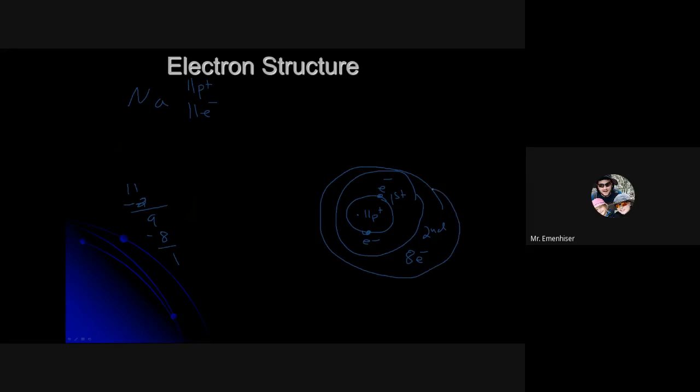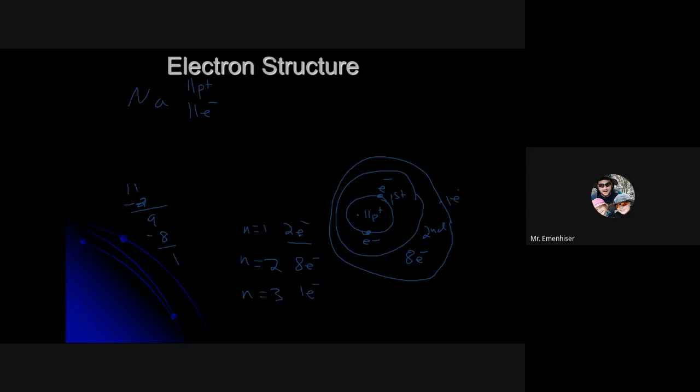Third shell. Oh, that's terrible. We could do better. Third shell. Woo! Oh, it's not much better, but okay. Third shell, 1 electron. So in summary, n equals 1, 2 electrons. N equals 2, second shell, 8 electrons. N equals 3, 1 electron.